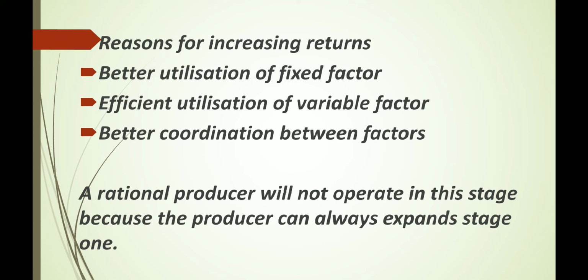Better coordination between factors. Because of better utilization of fixed factor and efficient utilization of variable factor, there is better coordination between the fixed and variable factor. So, total product increases at an increasing rate, implying the benefits of division of labor. A rational producer will not operate in this stage because the producer can always expand stage 1.